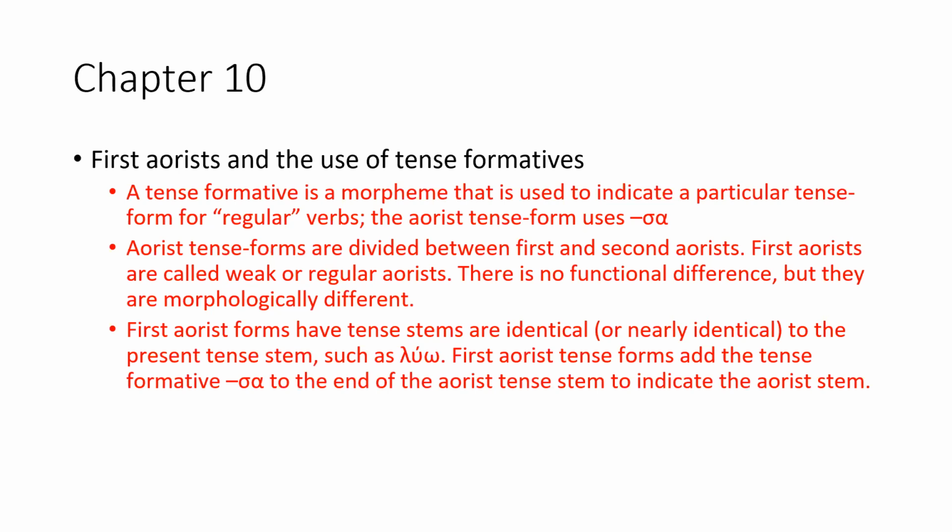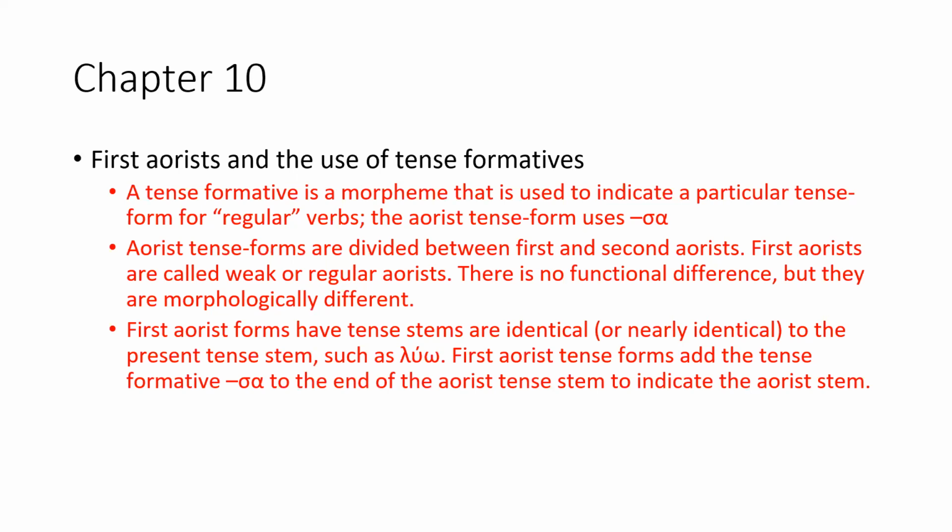First, aorists and the use of tense formatives. A tense formative is a morpheme that is used to indicate a particular tense form for regular verbs. The aorist tense form uses sigma alpha, or sa. Aorist tense forms are divided between first and second aorists. First aorists are called weak or regular aorists. There is no functional difference, but they are morphologically different, so they look different.